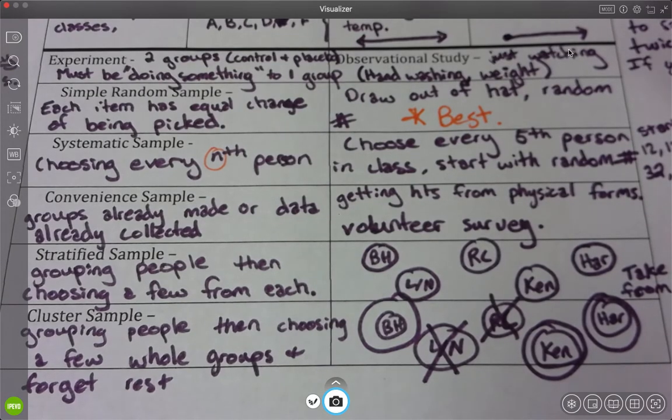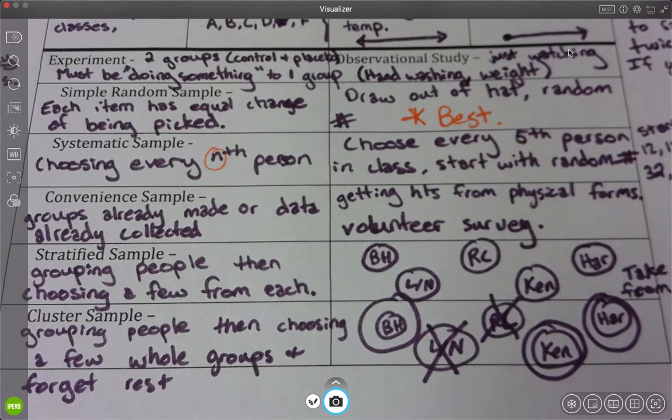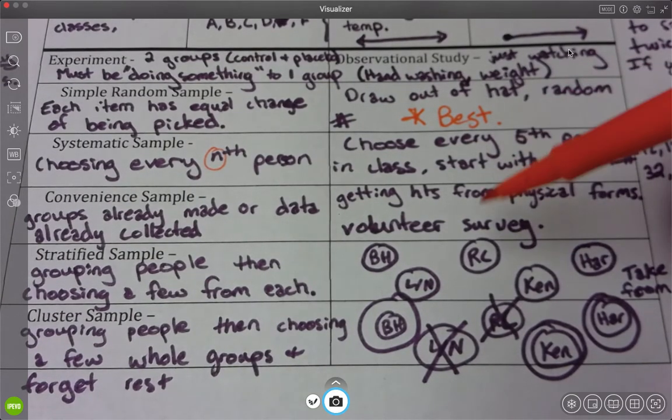Convenient sampling, getting the heights from physical forms. Who fills out a physical form? All the athletes or anybody who's going to be in sports. If you're not going to be in sports, you don't necessarily have to have a physical. So maybe we're just getting all of the tall people, because maybe all of the tall people are the ones going out for sports. Little shorties like me are probably not going to participate in any sports because we're too short and we just don't feel like we would make varsity. So that could limit and put bias into that category.